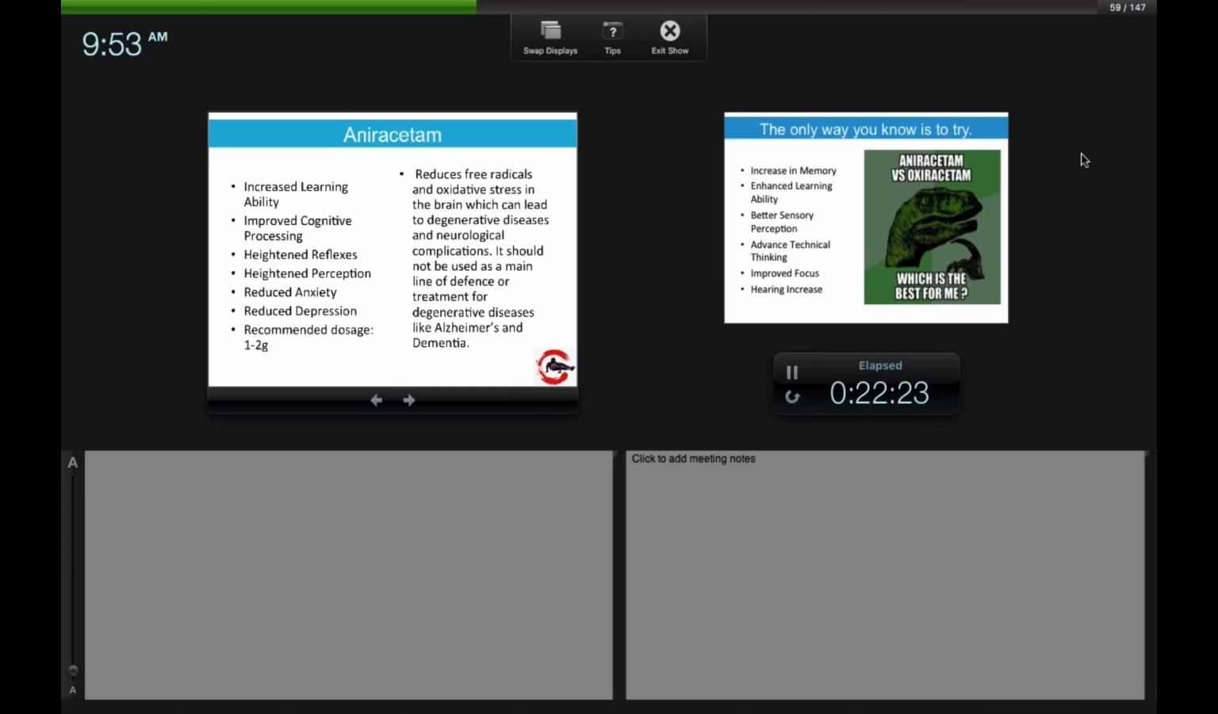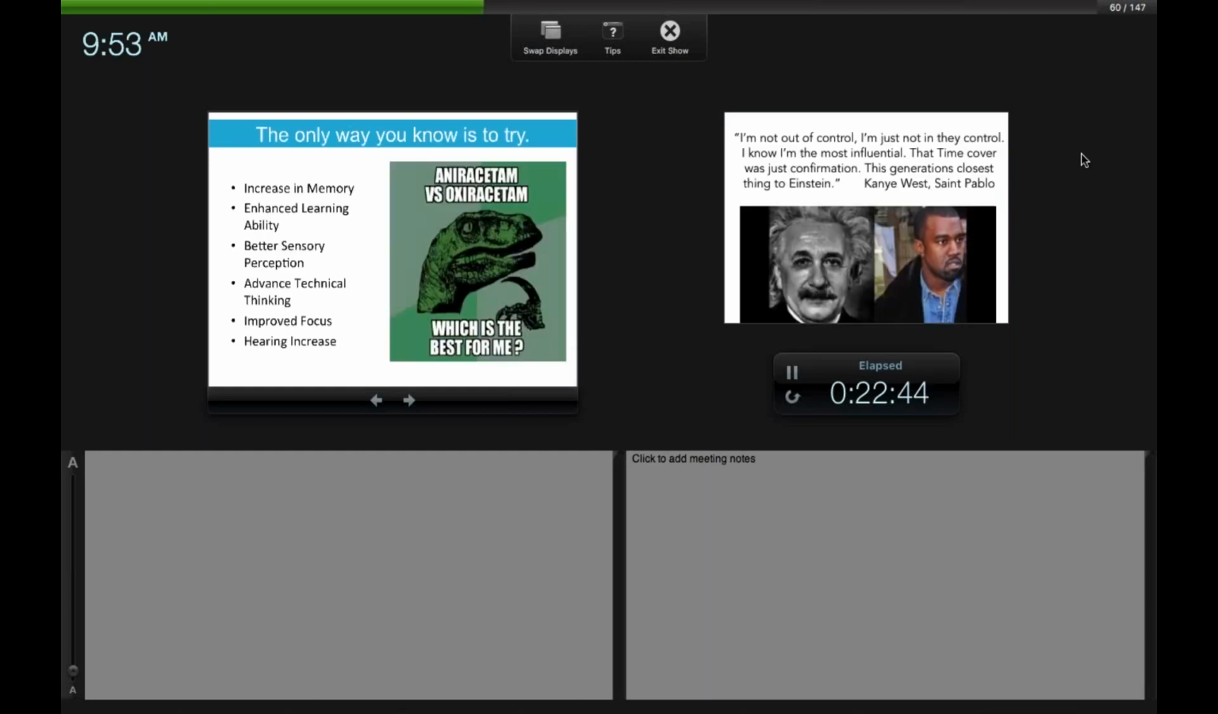This is a great one to start with. This reduces free radicals and oxidative stress in the brain, which can lead to degenerative diseases and neurological complications. It should not be used as a main treatment. It should only be used in conjunction with fixing the gut, fixing all the neurotransmitters, fixing the brain, and there's some other things we'll talk about in a minute.